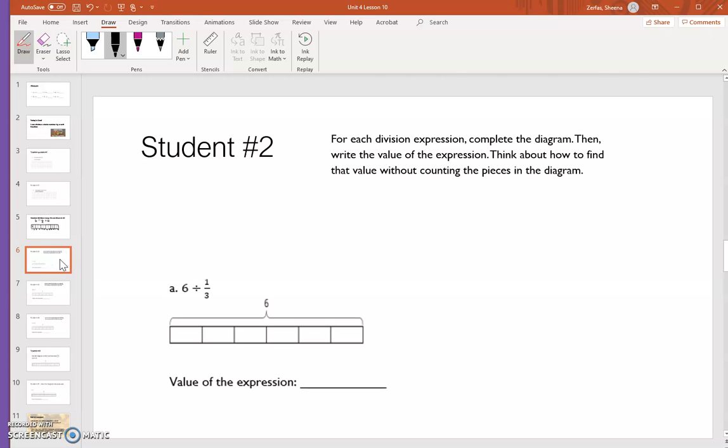Let me complete this one for you. We're going to be doing 6 divided by 1/3 this time. And so instead of dividing each of these boxes into 2, like we did for 1/2, I'm going to divide them into 3 to represent thirds. So that one whole is now separated into 3/3, and I will do that.